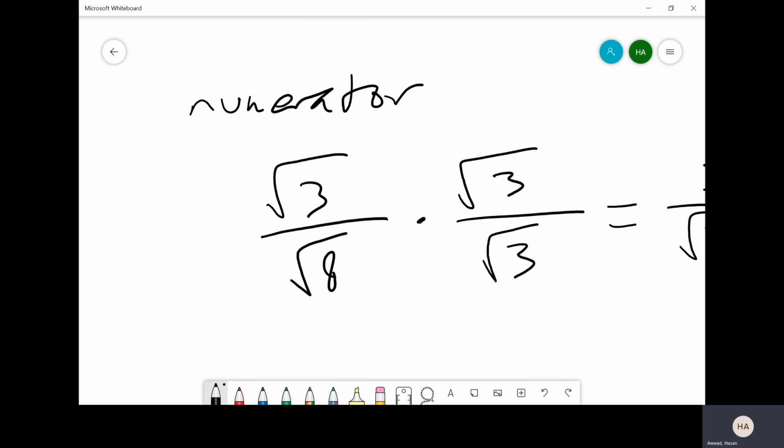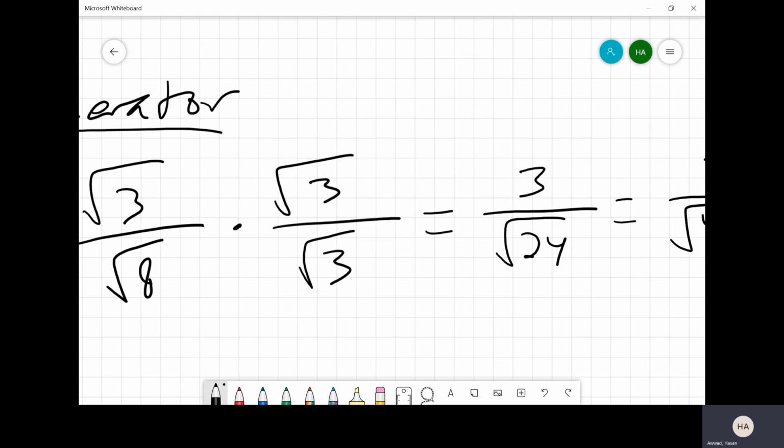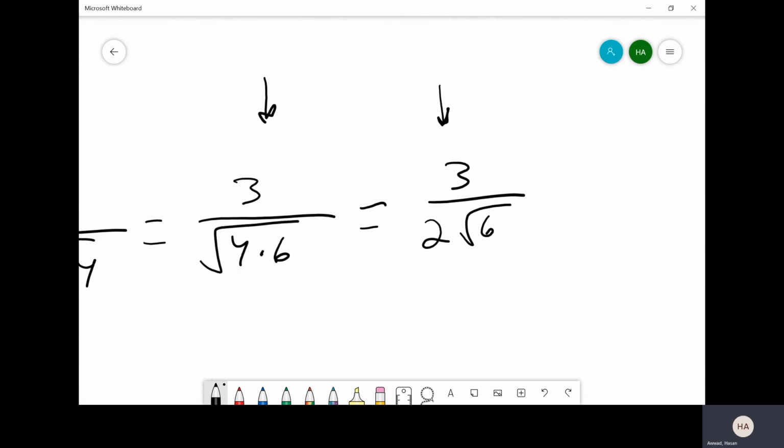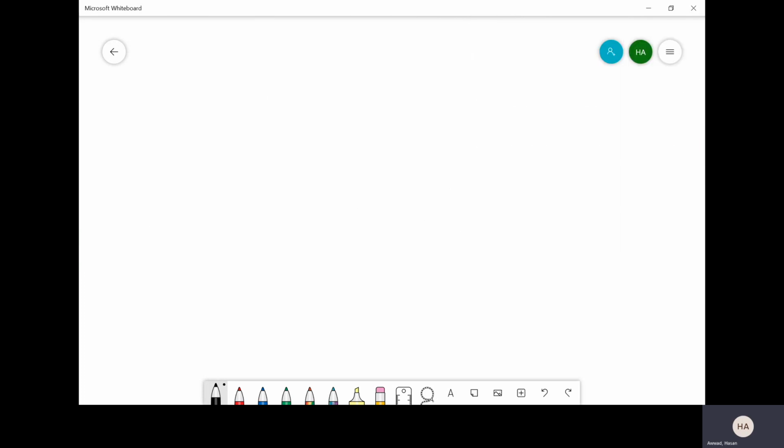So don't think that you're doing something wrong just because you end up with a square root in your answer, as long as that square root is not in the part of the directions. So again, the directions said numerator, there's no square root in the numerator, you're basically good. Okay? All right. Let's look at one more example as far as rationalizing is concerned.